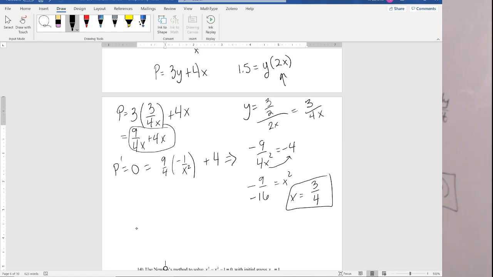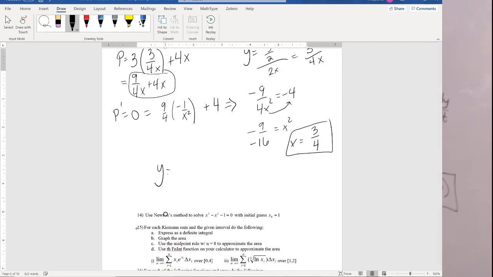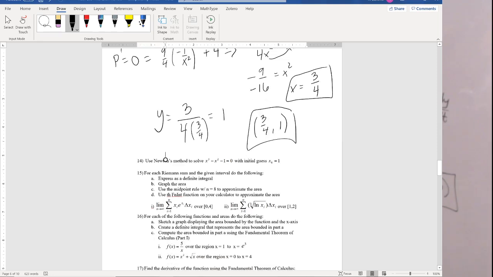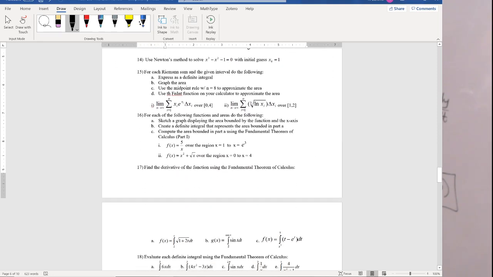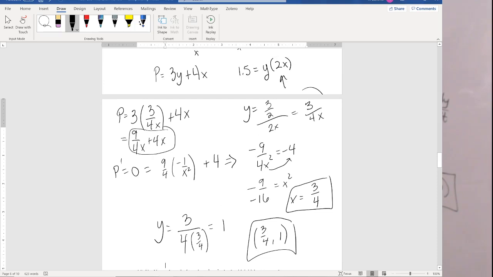And if you have x, then you can find y by using this equation. So y equals 3/4 times 3/4. This looks like 1. Guys good with that one?